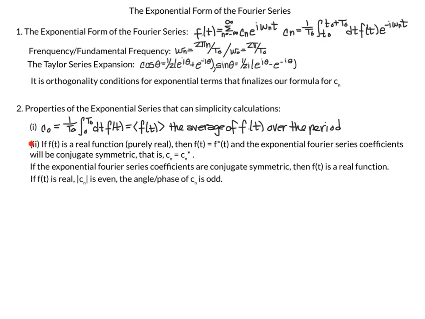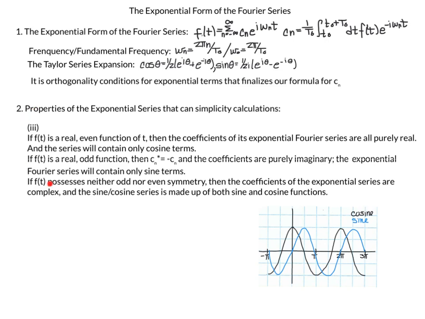So the converse of this last statement: if we say the exponential Fourier series coefficients are conjugate symmetric, that is, C_n is equal to the complex conjugate of C_n, then f of t is a real function. So that's rewritten here.